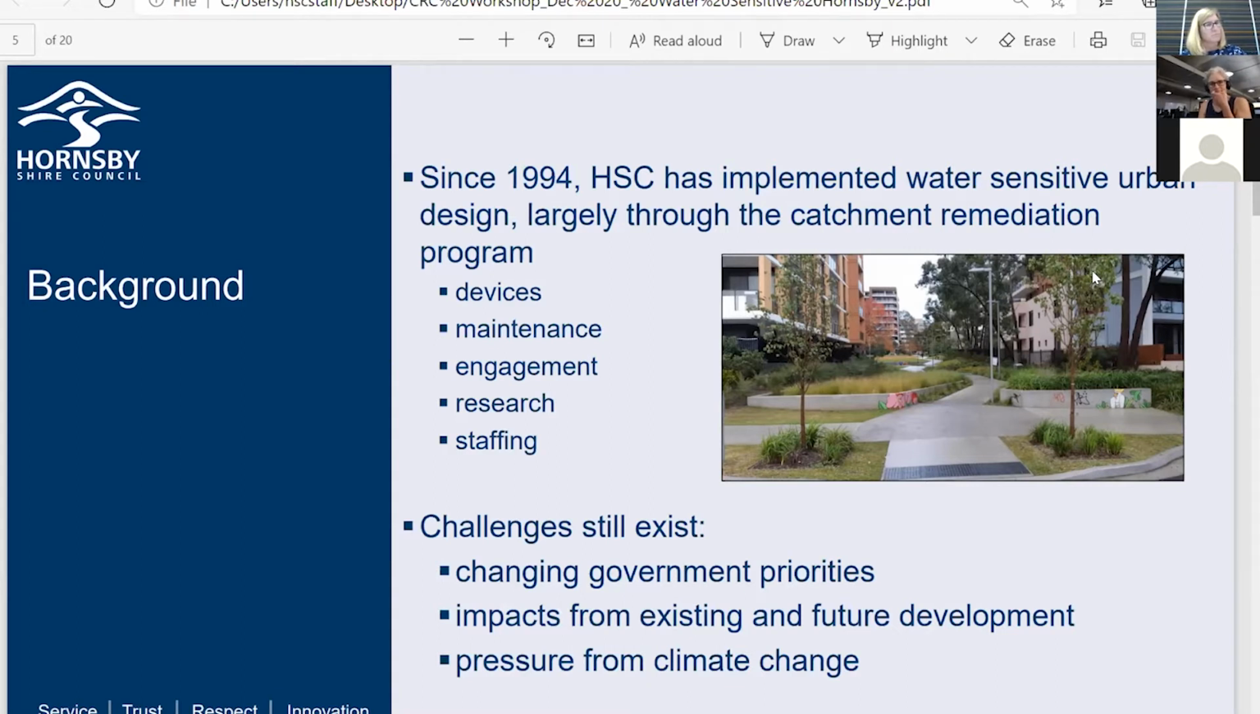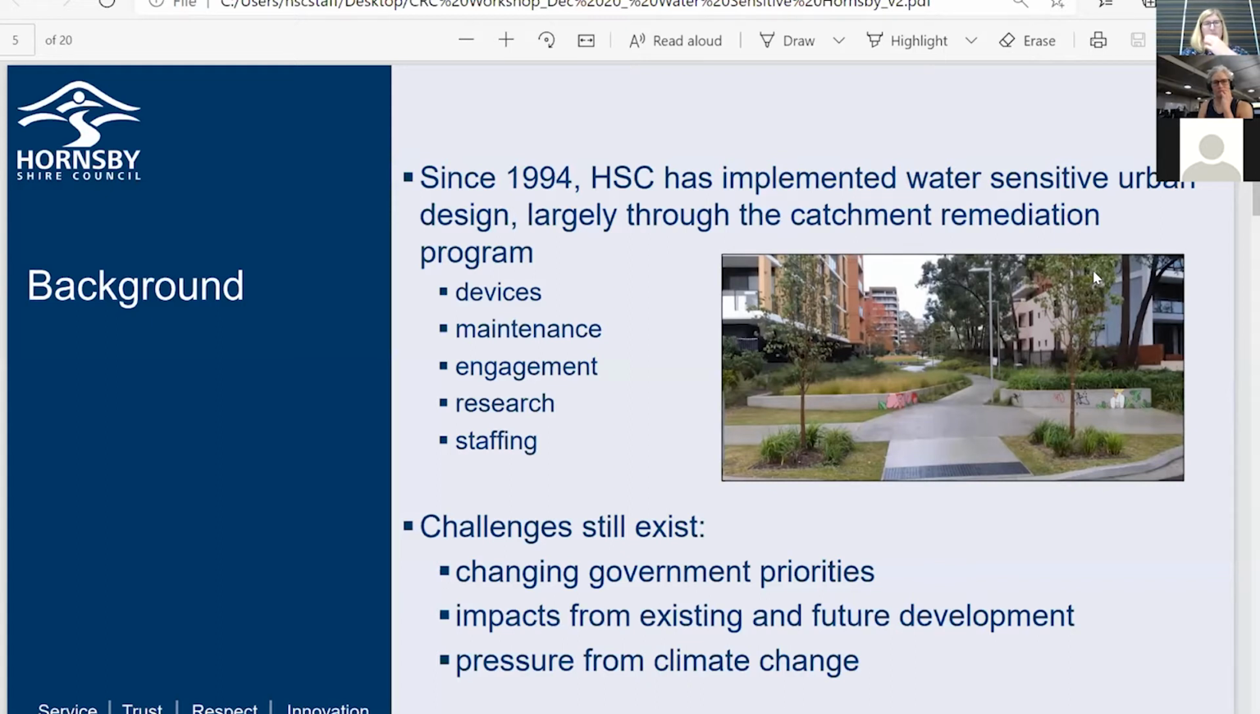So we've got numerous devices out in the Shire, up to 400 different devices. We fund maintenance through that rate. We fund community engagement and education. We do a lot of research, so we have a very significant water quality monitoring and eco-health monitoring program, and we fund staffing through that program. So we were in a good place to start with, a relatively good place, but we still had challenges.